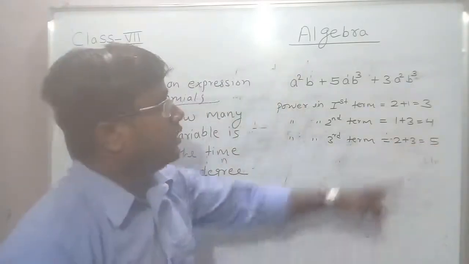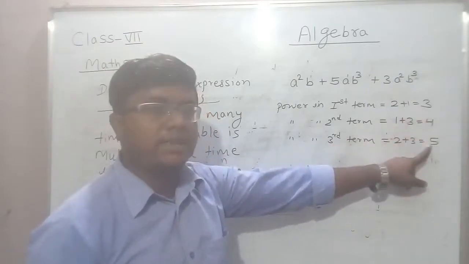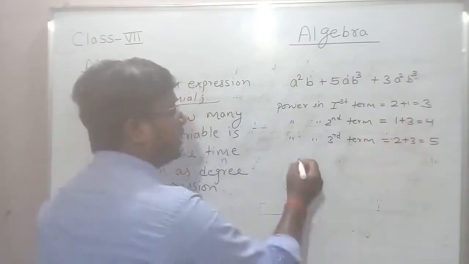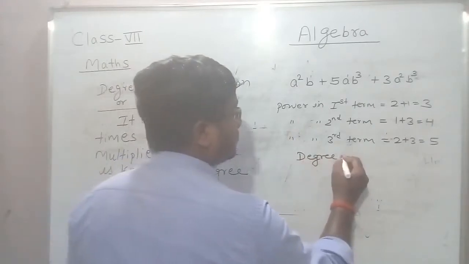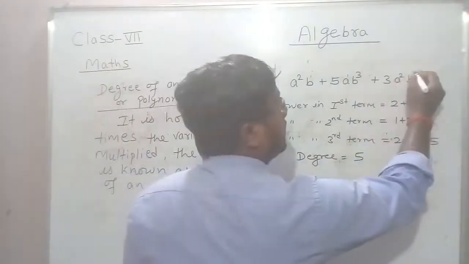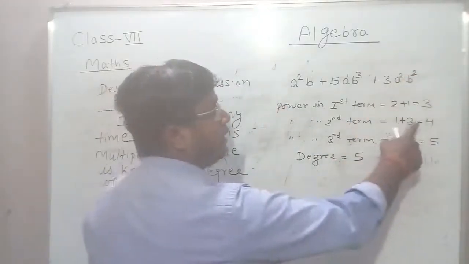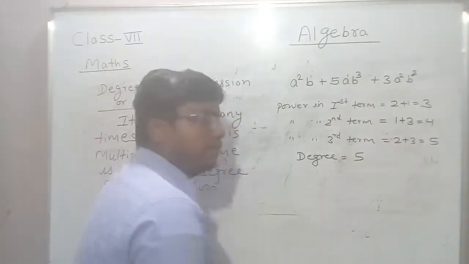So which is the highest power here? 3, 4 and 5: which is the highest? 5. So the degree of this expression is 5. Before, I had written 2 here. If I write 2 here, then in the second term you will get power 4, and in the third term also you will get power 4.